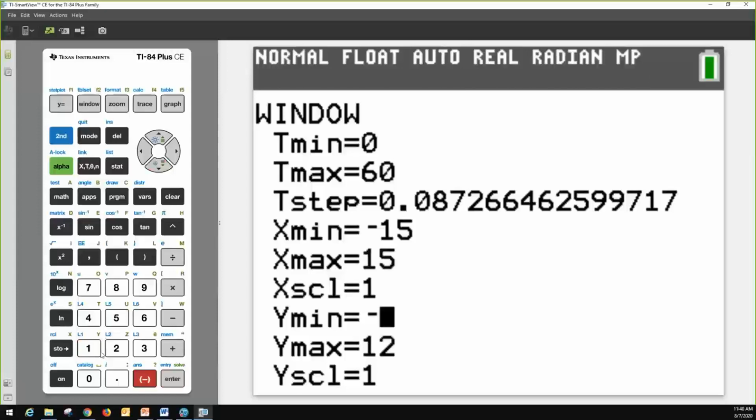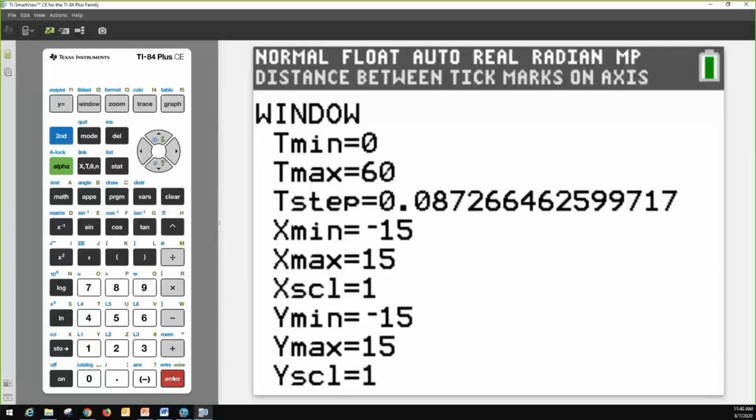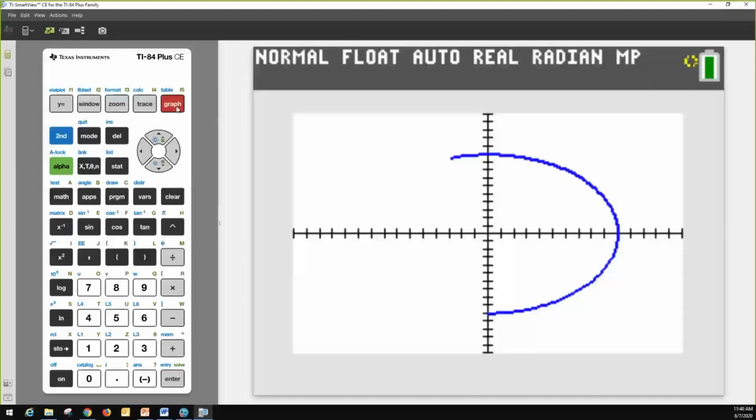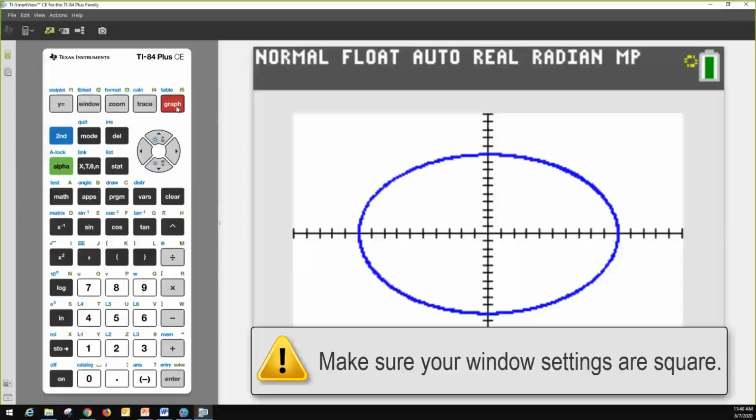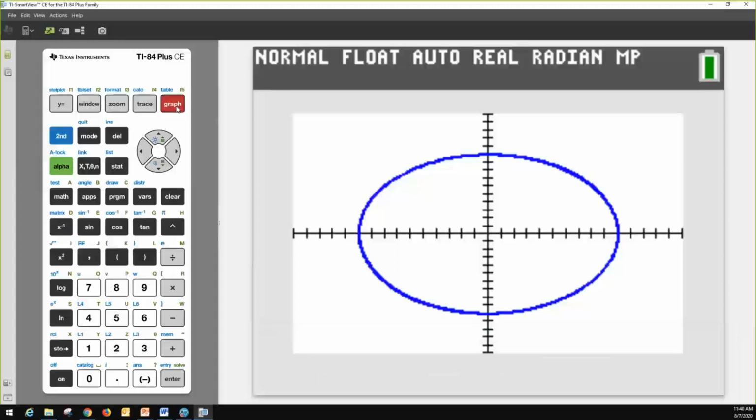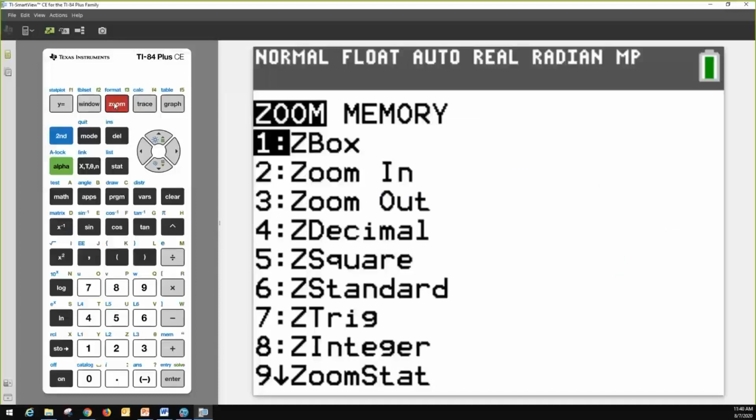And I'll do y with similar sorts of values. We're going to play around with this for a moment. If you've never used this mode before, I'm going to leave the T max at 60 just for fun. And I'll press the graph and I can see I get an ellipse, but that's not really what I'm looking for, because it's not really an ellipse. That's because my window settings are not square. So I need to be careful of that. So I'll go zoom and look at that. Option number 5 says zoom square.